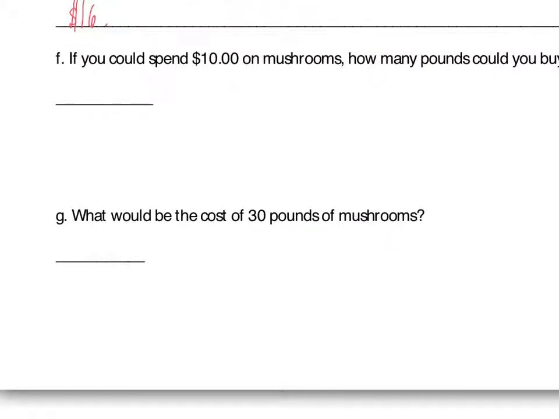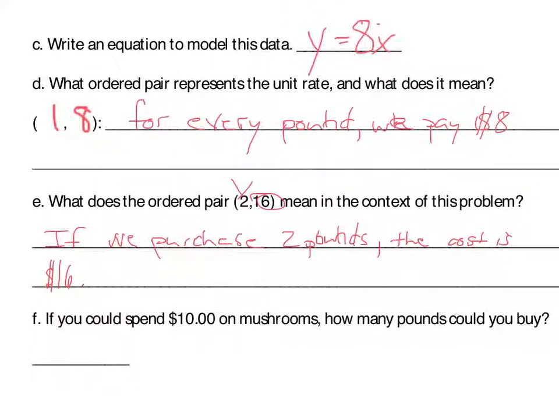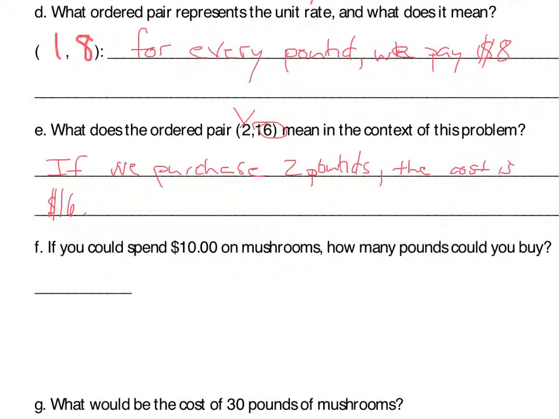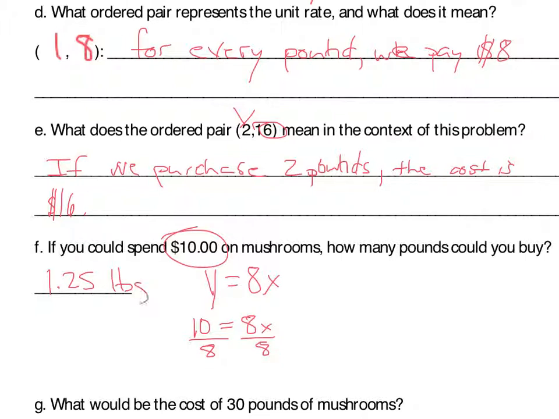If you could spend $10 on mushrooms, how many pounds could you buy? So this means we're going to go back to our equation. Hopefully you've gone back to your equation to do this. y is equal to 8x. $10, that is a cost, so that goes into our y, 10 is equal to 8x. Divide both sides by 8 to solve the equation. We'll get 10 over 8, which is equal to 1.25 pounds. x is equal to 1.25.